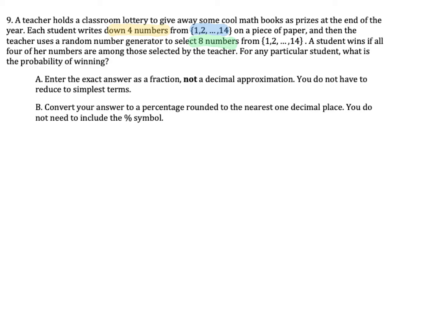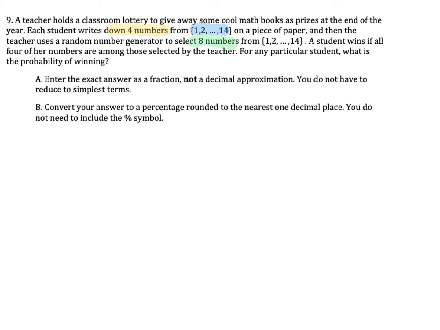And the student wins if all of their 4 numbers are among the 8 numbers the teacher picks. So the reason this can seem confusing is because it seems like there's 2 random things happening. There's the number the student writes down, and then there's the number that the teacher selects.